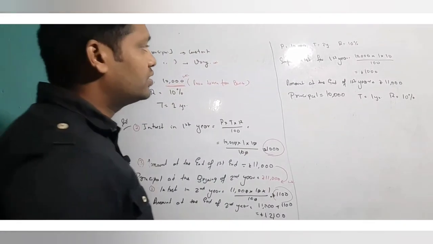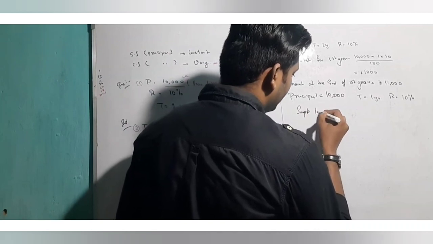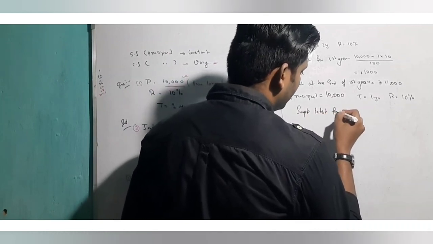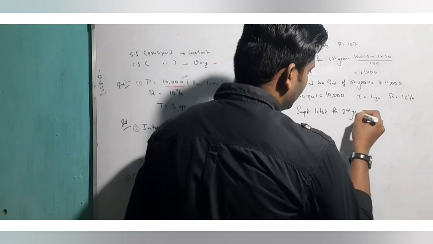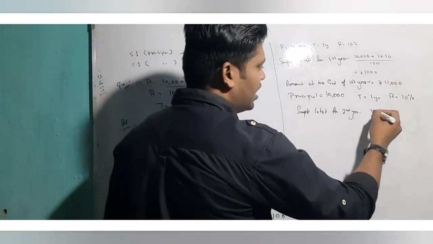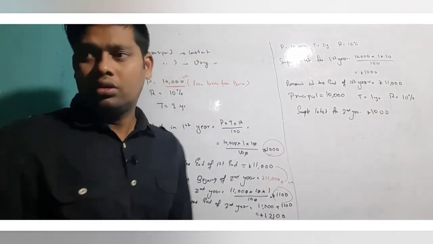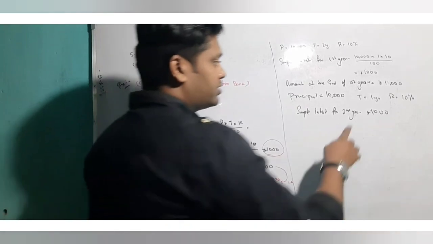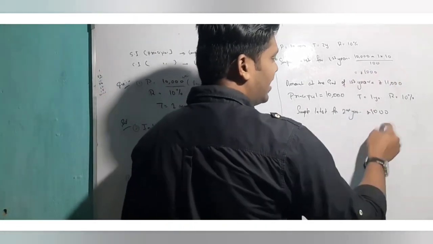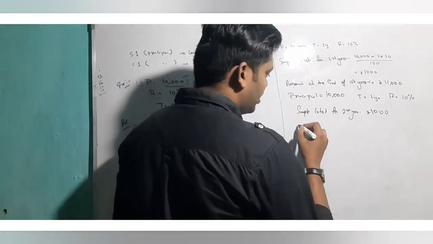Now what I have to find out is the simple interest again, for the second year. What is the formula? P into T into R by 100. Obviously I am going to get the same 1,000 again, with the same P, T and R values. So I get 1,000, and there is no need to do any calculation. Next I have to take out the amount.